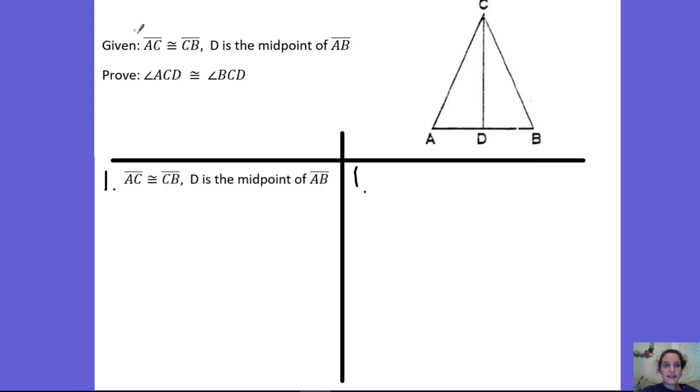Okay, in this proof we know that segment AC is congruent to segment CB, so I'm going to go ahead and mark those with tick marks in my picture. And we know that D is the midpoint of AB, so that is our given.